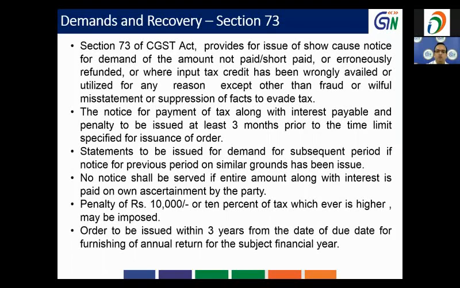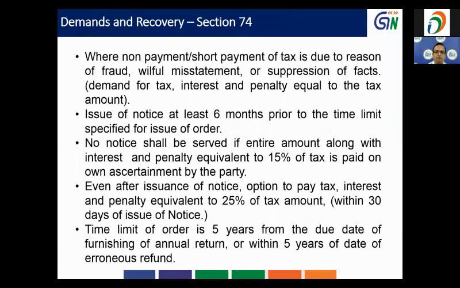And the show cause notice, if you go back to point number 2, has to be issued 3 months prior to the time limit specified for issuance of order. So this covers section 73. The difference between section 73 and 74 is only in the manner of fraud, willful misstatement, or suppression of facts. Like in the first case, the same thing is there.